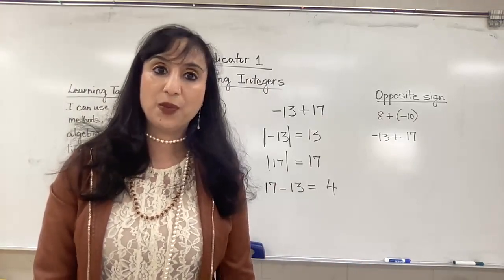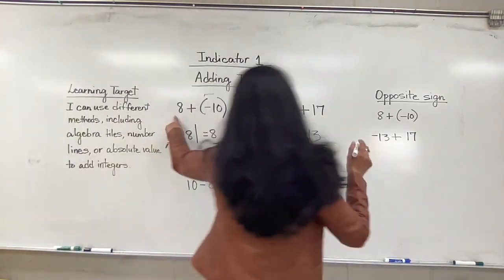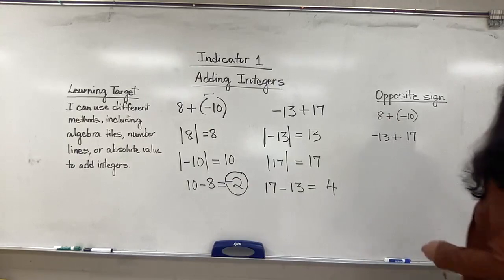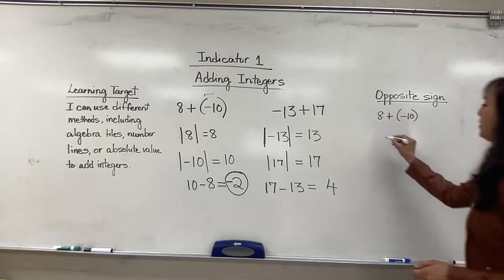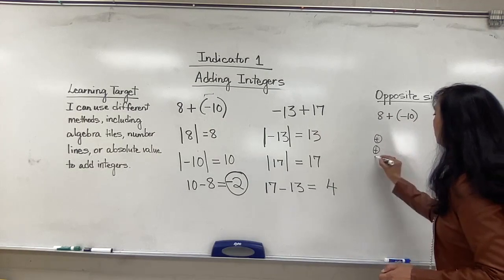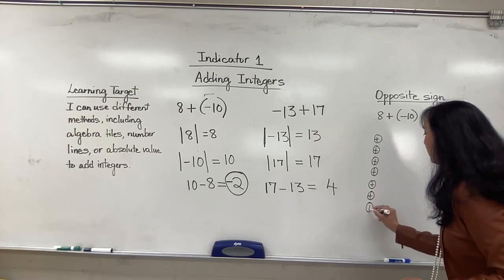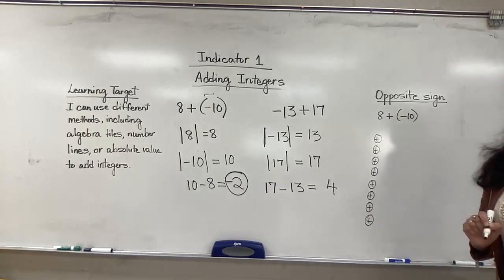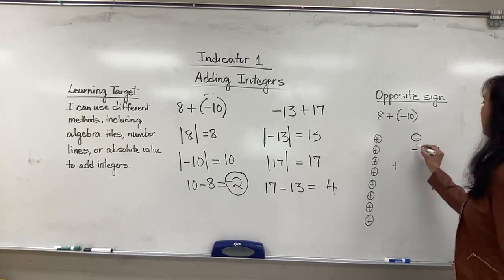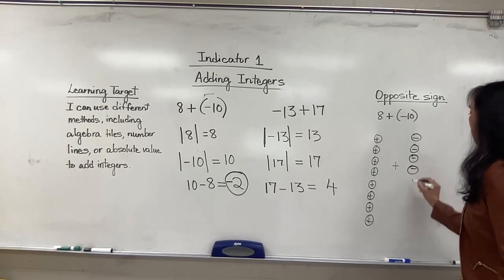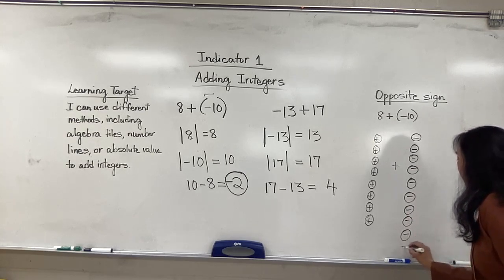Let me show you with algebra tiles. In this case, 8 plus -10, I'm going to show you this one. So I'm going to remove this. I'm going to have 8 positives: 1, 2, 3, 4, 5, 6, 7, 8. And I'm going to have 10 negatives: 1, 2, 3, 4, 5, 6, 7, 8, 9, 10.